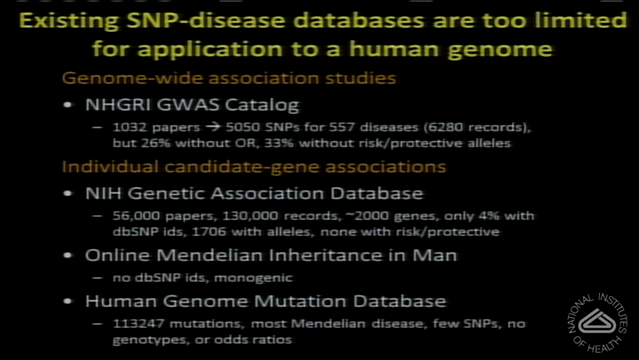NIH-GAD is another great database, with 56,000 papers curated. It's a gene-based portal. You can type in a gene and see what diseases are associated with it, but it wasn't curated at the dbSNP level.